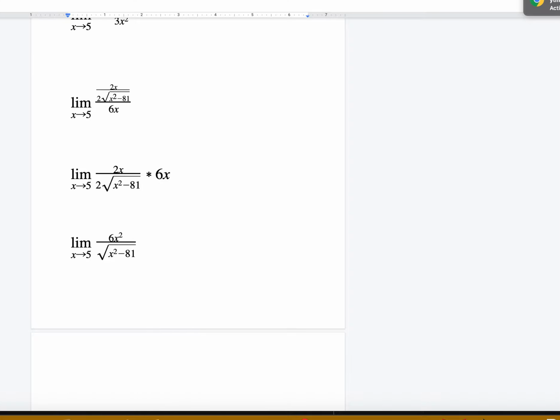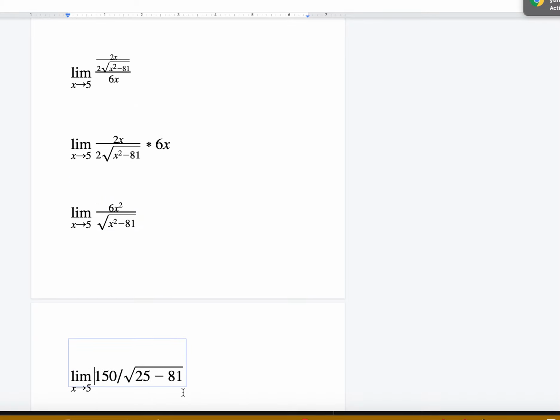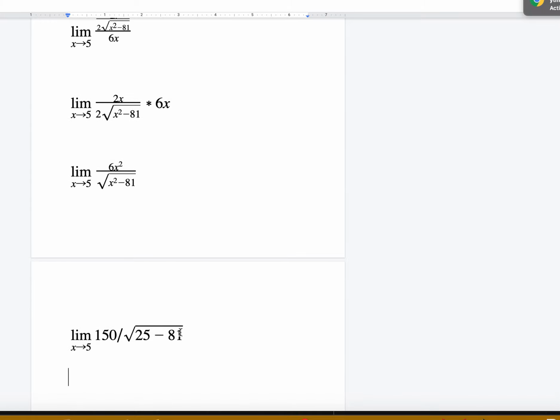Now, what do we do next? We plug in 5. When we plug in 5, we get in the numerator 6 times 25, which is 150, over the square root of 25 minus 81. I know what you're thinking. The limit does not exist here. Well, yes, that is correct. But here's why the limit does not exist.